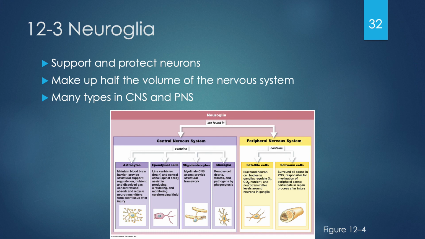So they're going to make up half of the volume of the nervous system, and they're found in many types, both in the central nervous system and in the peripheral nervous system. So as you can see below, we have figure 12-4, which shows you a breakdown of all the different types of neuroglia that we can expect to find in our nervous system. You can see that there are 4 types present in the central nervous system and 2 types in the peripheral nervous system. So the central nervous system will have astrocytes, ependymal cells, oligodendrocytes, and microglia, whereas the peripheral nervous system is going to have satellite cells and Schwann cells. We'll discuss these all further.